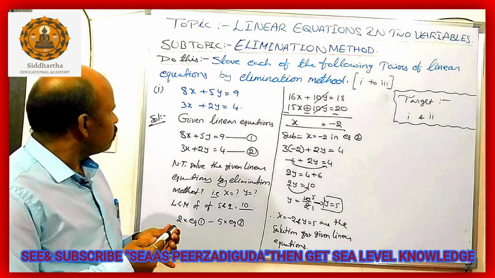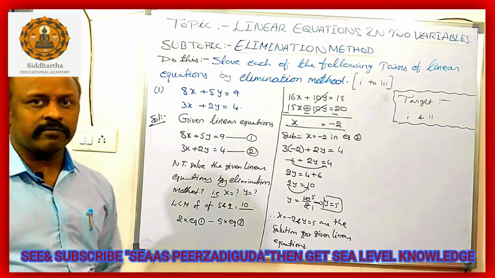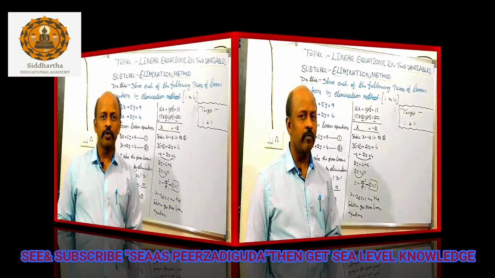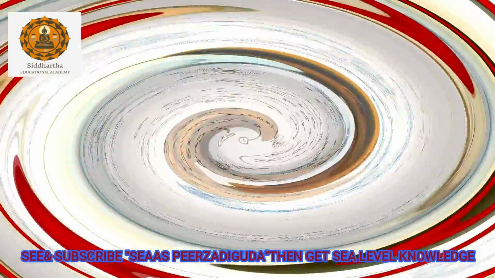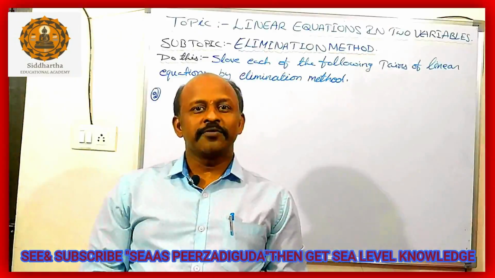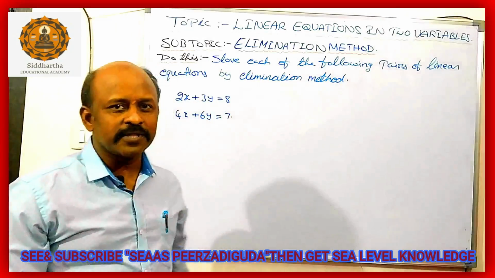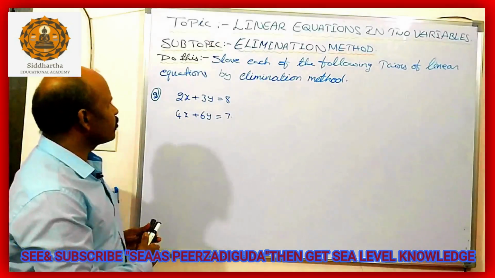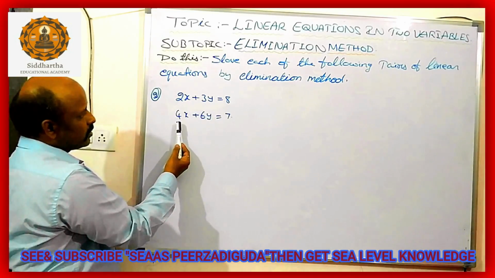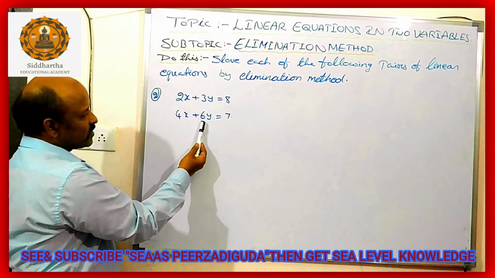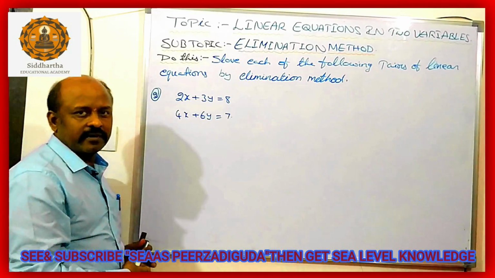So now which one is over? First one is over. What is the balance over here? Question 1. So once you observe question number 2 over here, only I am going to explain question number 2. Once observe the question over here. So what is the question over here? 2x plus 3y is equal to 8. 4x plus 6y is equal to 7.